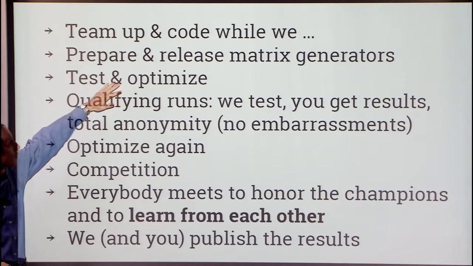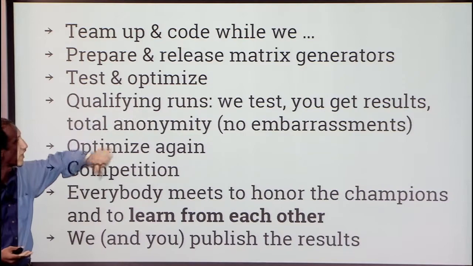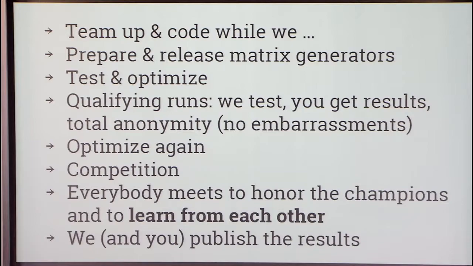Hopefully, at least initial releases should happen fairly quickly so that people can code and test the codes on the matrix generators. You test and optimize, and then maybe 4 months into this, or 6 months into this, we do a qualifying run. In the qualifying run, you submit codes, we test the codes, we time the codes, we collect the results, we anonymize the results, and we send them back to you.